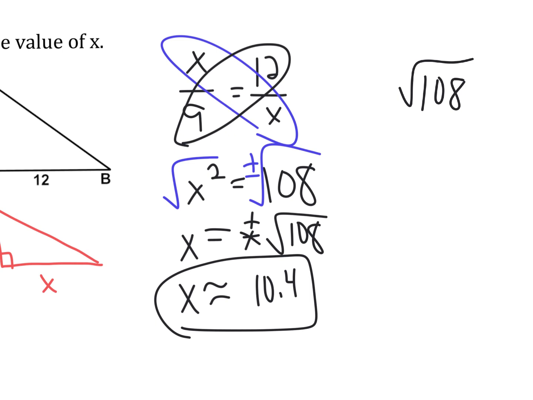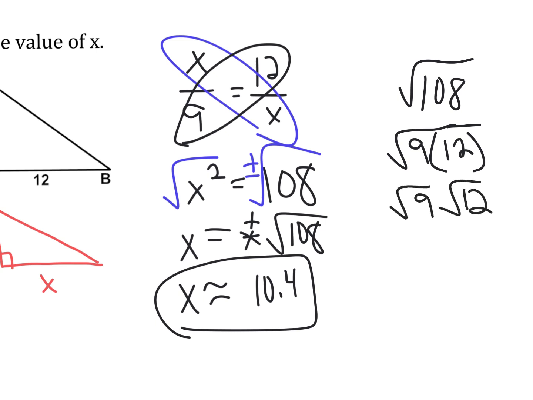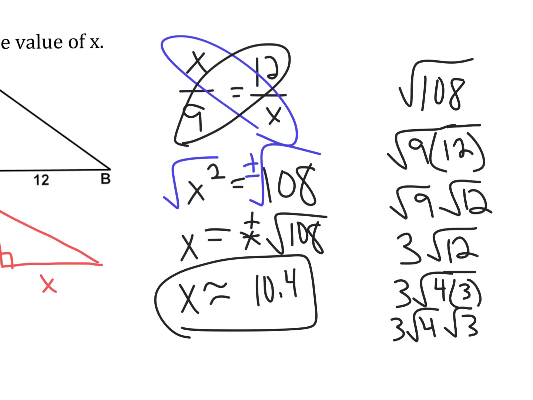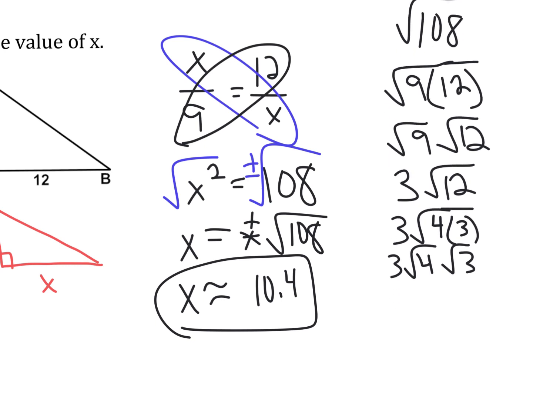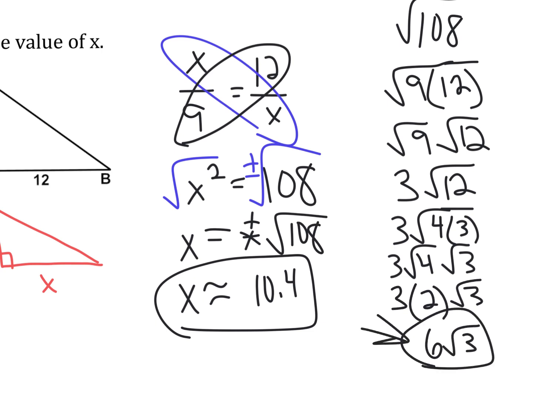So square root of 108, we could look for perfect squares in it. 108 is 9 times 12. And then what you're allowed to do is break this up. The square root of 9 is 3. And then actually the 12 still has a perfect square in it. There's still a 4 in there. So square root of 4 is 2. So this would be equal to 6 times the square root of 3. So 6 times the square root of 3 is what you're likely to see on the answer choices.